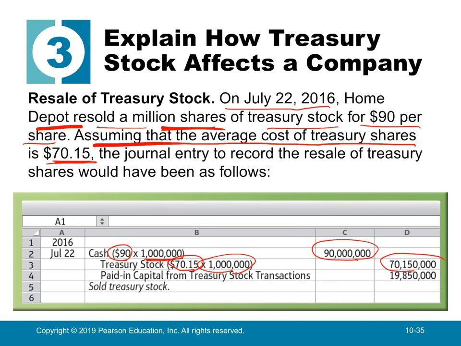So originally they paid $70,150,000. So they have to decrease the treasury stock account by that amount. The excess, the plug here, $19,850,000, is going to go into an account called paid in capital from treasury stock transactions. So you can think of this like the gain, but we do not show a gain. So this is selling treasury stock.